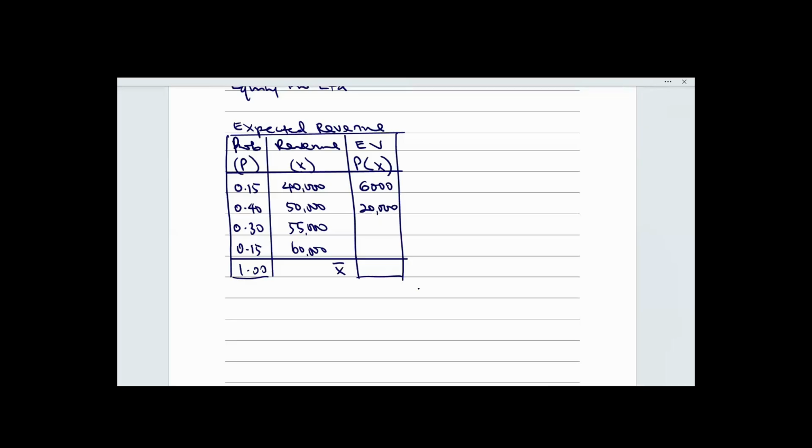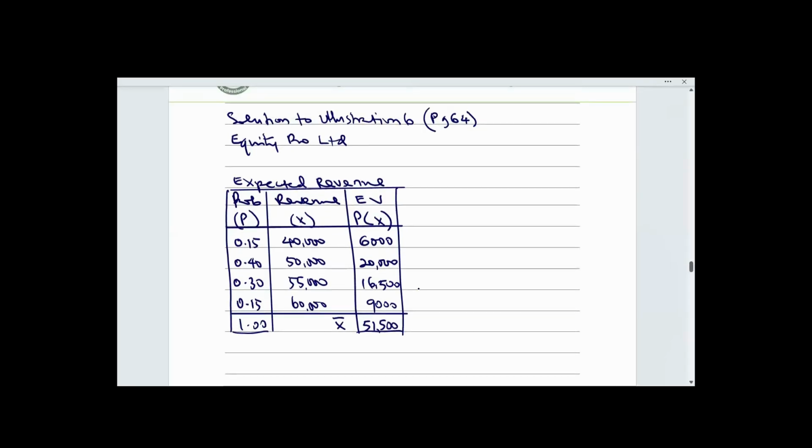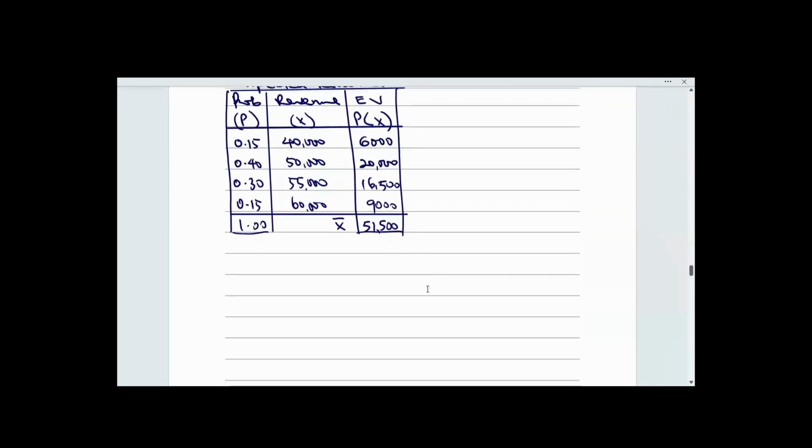Next, 20,000. 16,500. 9,000, the last one. Okay, so let's add up: 51,500. So the expected revenue is 51,500.